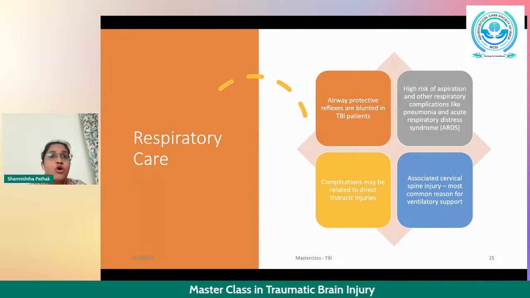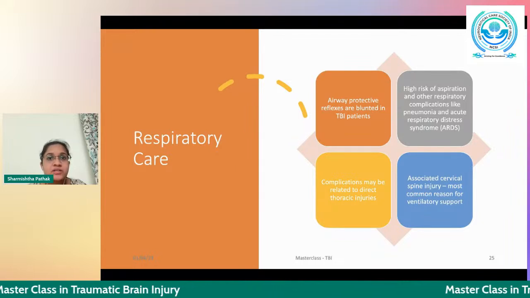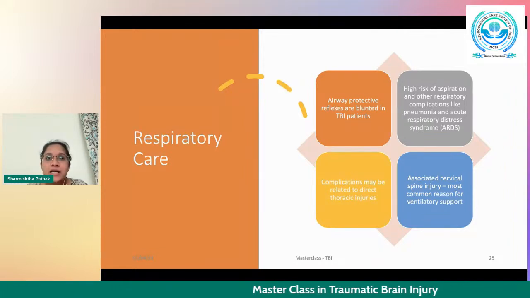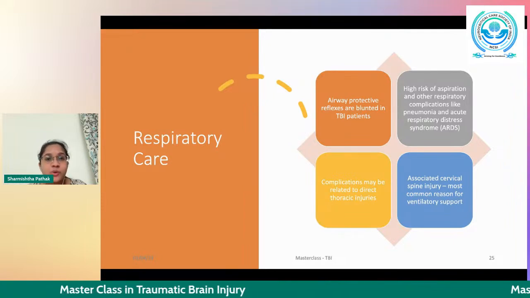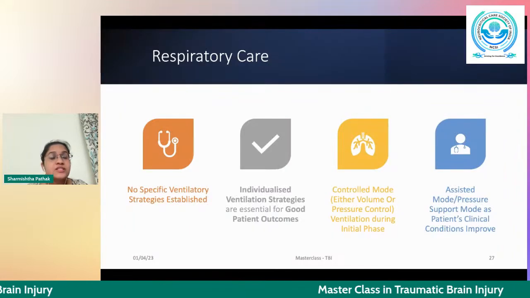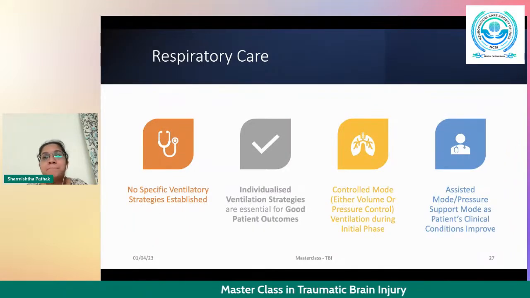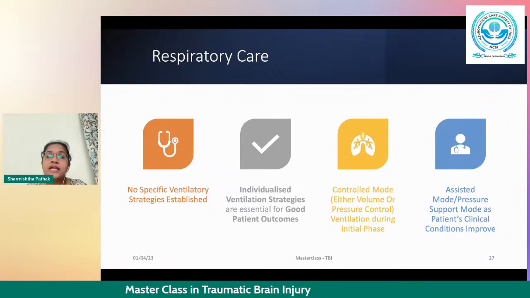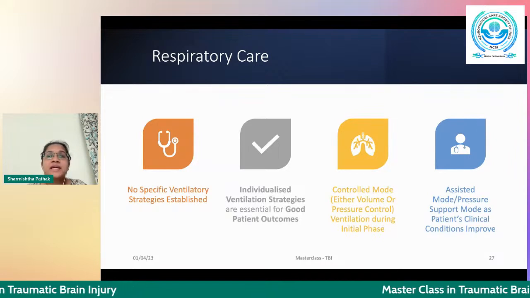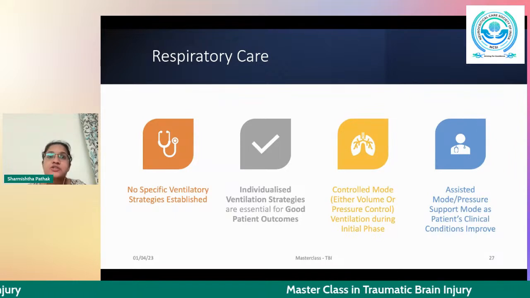These complications can also be directly related to extracranial injuries, that is direct thoracic injuries in the form of pneumothorax, hemothorax, or lung contusions. Associated cervical spine injury is another reason for these patients to require ventilatory support. There is no specific ventilatory strategy per se established till date for taking care of TBI patients in the ICU. There should be individualized ventilation strategies in place, that is, use what is good for your patient.